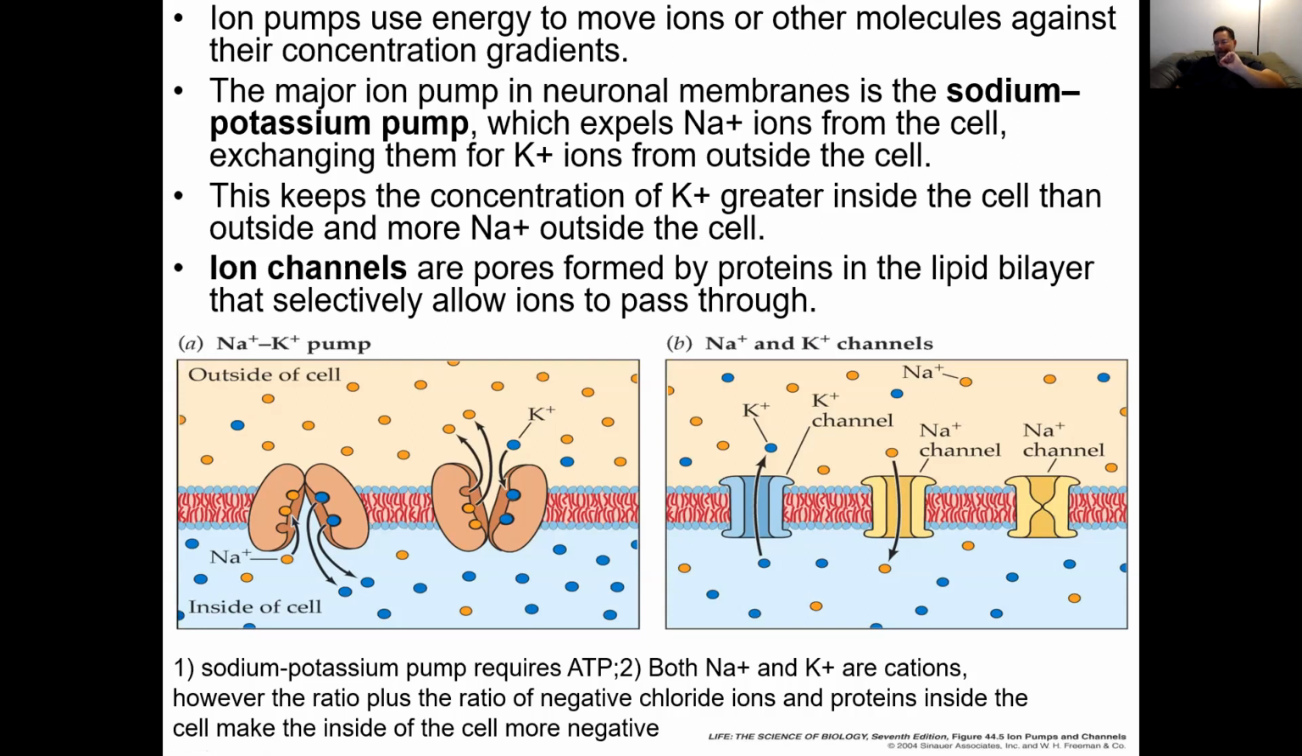Now, what actually maintains this difference is a sodium-potassium pump. What you'll notice is this is a picture showing you a before and after. Basically the channel is opening and closing, and I'll show you some animations at some point. But what you're seeing in this picture on the left is that the sodium channel opens and 3 sodium atoms enter into the inside of the cell.